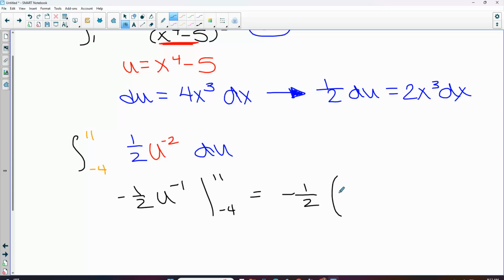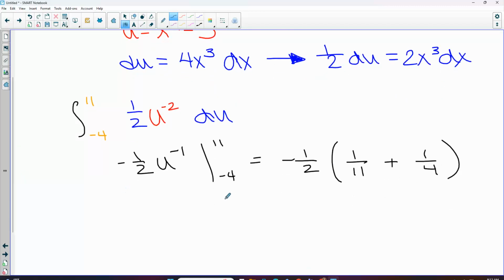Okay, if you put in 11, 11 to the negative 1 means 1 over 11, minus negative, so plus 1/4. This would be 15 over 44 times negative 1/2, negative 15 over 80.